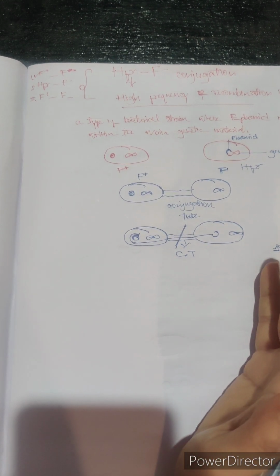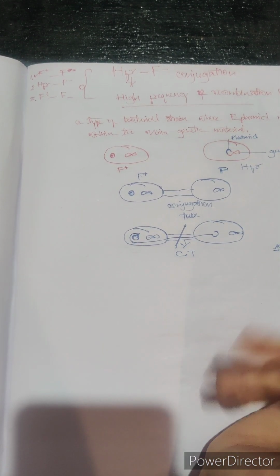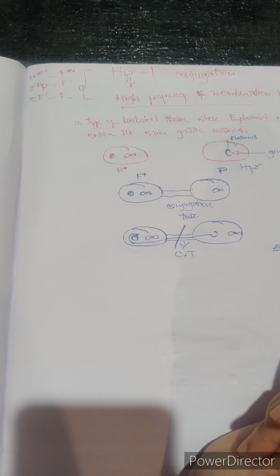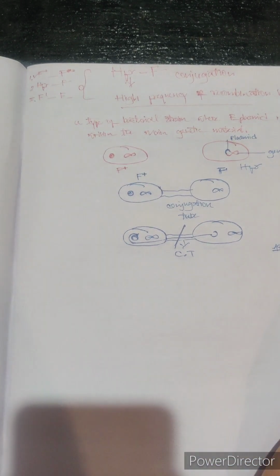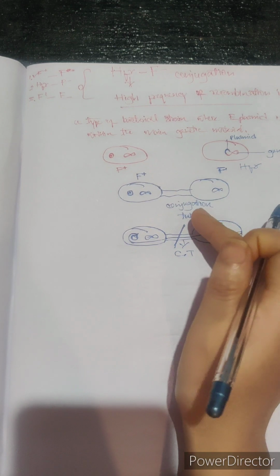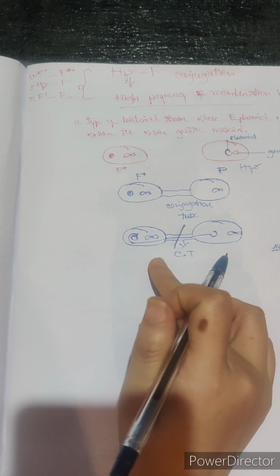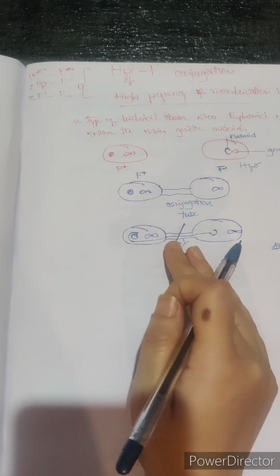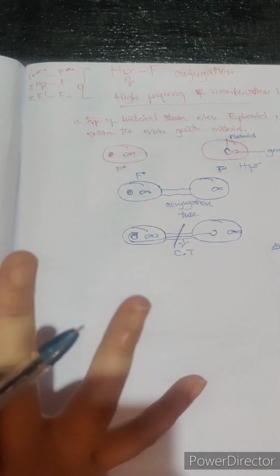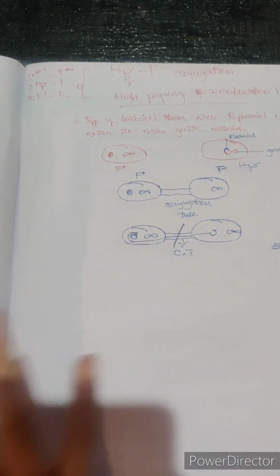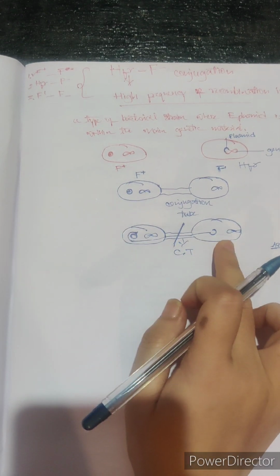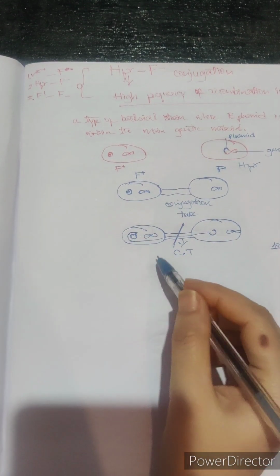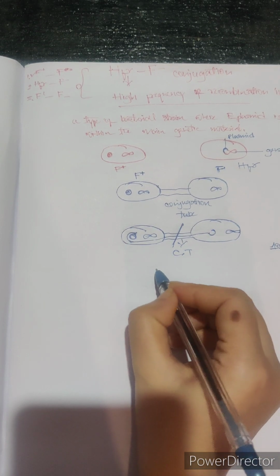So due to this reason, or any other reason like environmental stress, what happens when this conjugation tube stops or is disrupted? Obviously there won't be complete transformation of your plasmid, your F plasmid.